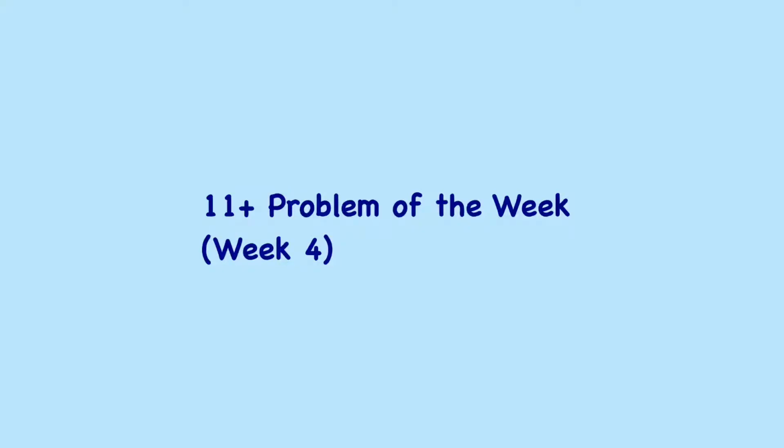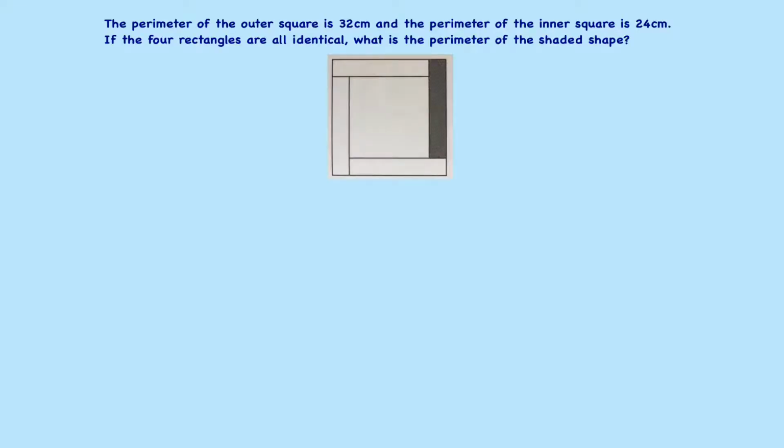11 plus problem of the week, week 4. This week we're going to look at an 11 plus question that involves perimeter. Let's read through the question. The perimeter of the outer square is 32 centimetres and the perimeter of the inner square is 24 centimetres. If the four rectangles are all identical, what is the perimeter of the shaded shape?